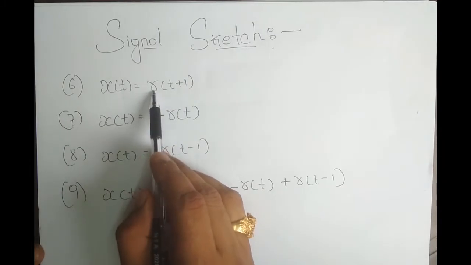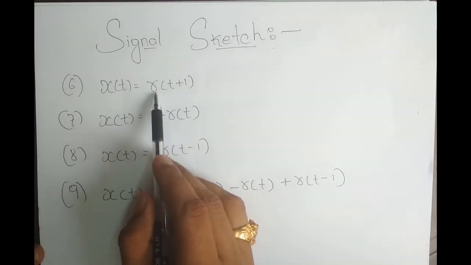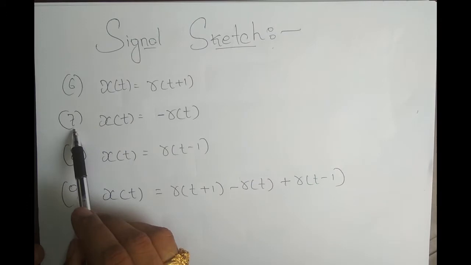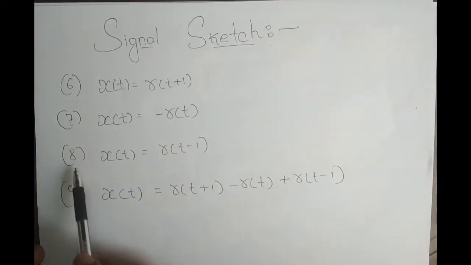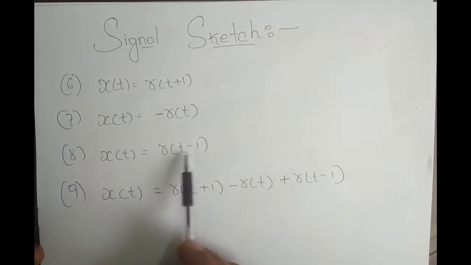Okay, this is small letter r. And what is this small letter r? I will let you know. And the next, the 7th, I want to sketch x of t, where x of t is minus r of t. And the 8th one, x of t, which is equal to r of t minus 1.